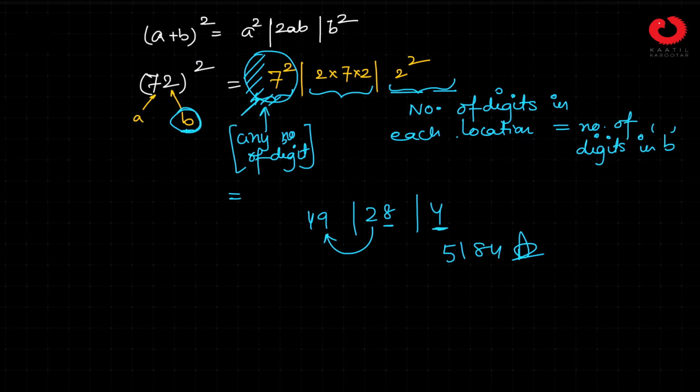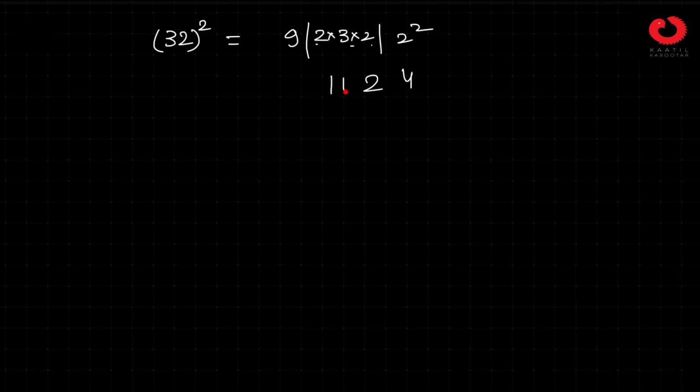Some more examples we should see. Suppose I write a number as 32 whole square. This will be 3 square, 2 into 3 into 2, and then 2 square. So this will be 9, this will be 12, and this will be 4, which gives 1024, which you know. Now I guess you have understood how to apply this method.